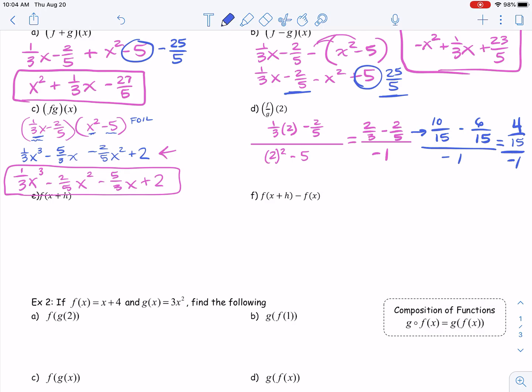And so we know that dividing by a number is the same thing as multiplying by the reciprocal. The reciprocal of negative 1 is still negative 1, so this just turns into negative 4/15 as my final answer.